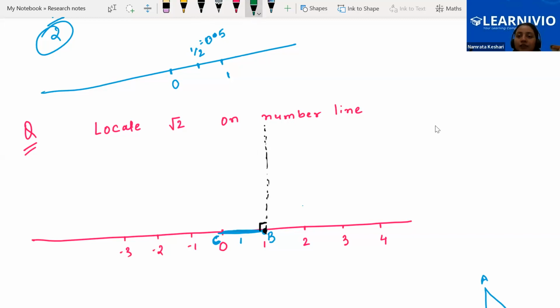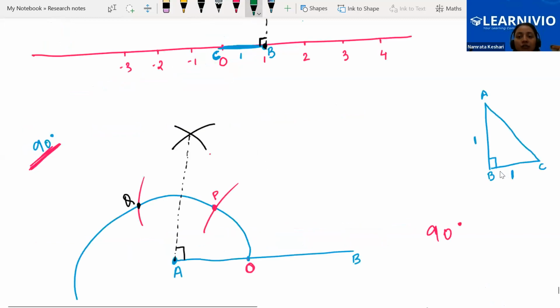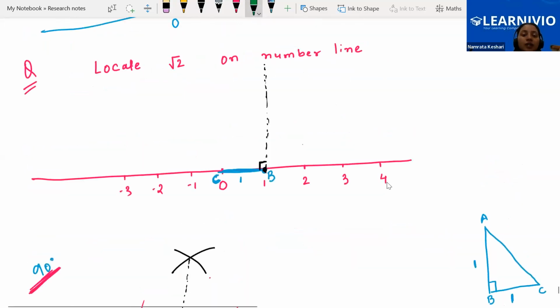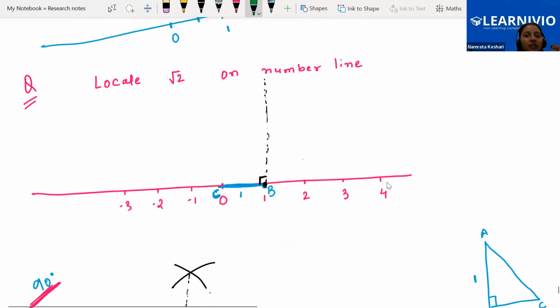Now already we have seen in the Pythagoras theorem that BC has to be 1 centimeter and AB also has to be 1 centimeter only. Now in our compass we will be taking 1 centimeter and we will make an arc like this, so that we will be sure that this is just 1 centimeter.